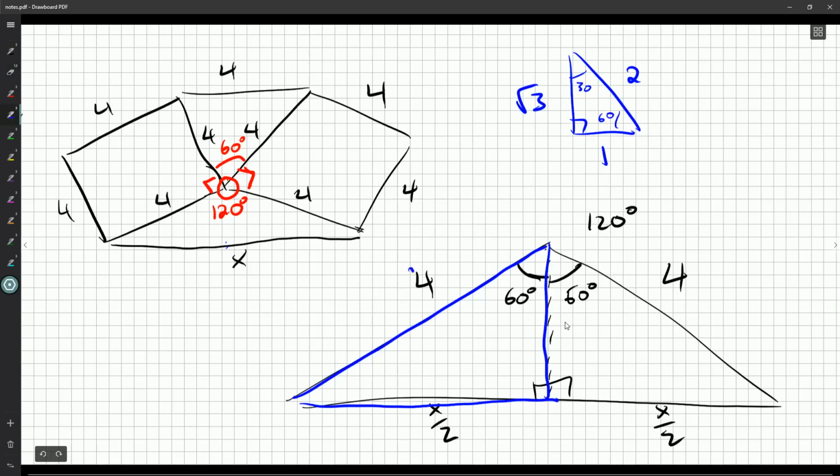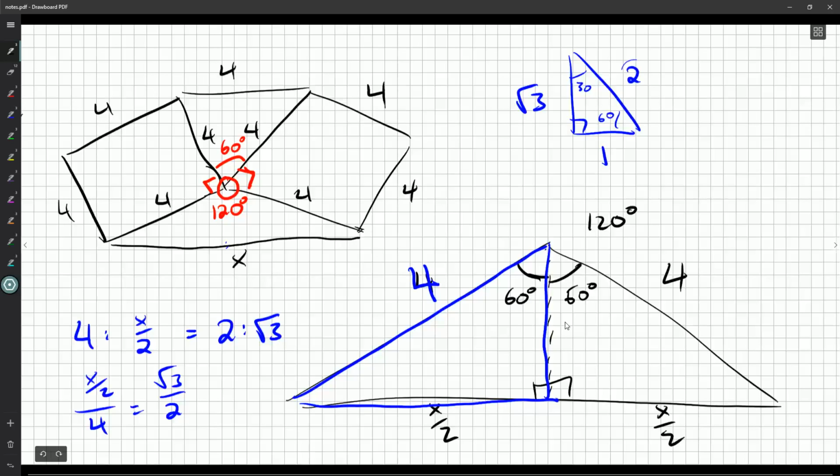But okay, if my hypotenuse is 4, that's the 2. So the side length opposite the 60, 4 to x over 2 is the same as 2 to root 3. The side length opposite the 60 gives us the root 3. Another way to say this, if you're not familiar with ratios, would be something like x over 2 over 4 is the same as root 3 over 2.